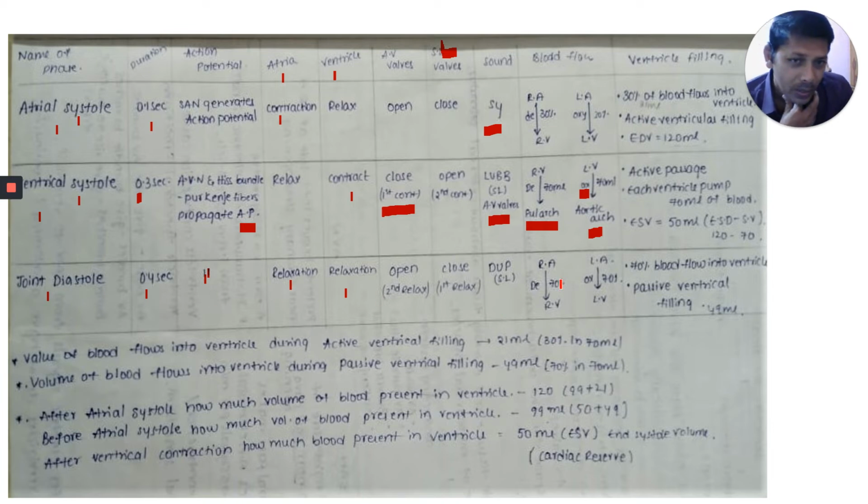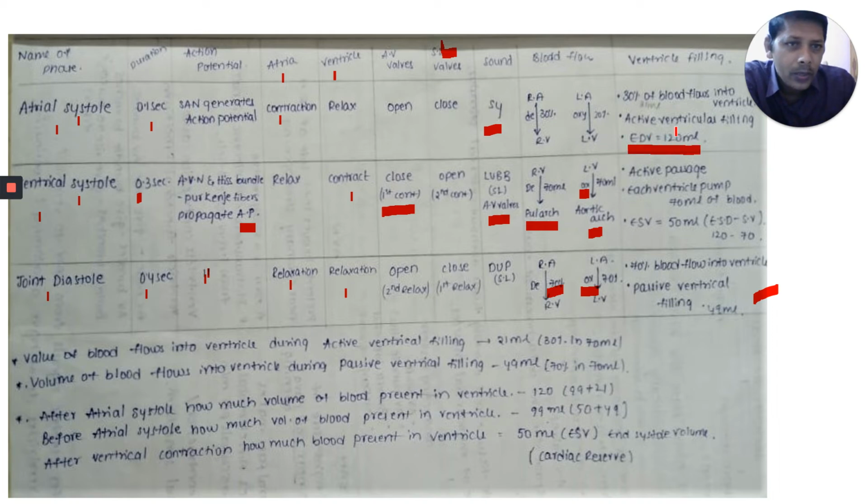During joint diastole, right atrium to right ventricle 70%. This is the passive filling of ventricles. Next, left atrium to left ventricle 70%, 70 ml of oxygenated blood comes. Ventricular filling, you can see here also. 30% of blood flows into the ventricles, and active filling and end diastolic volume.